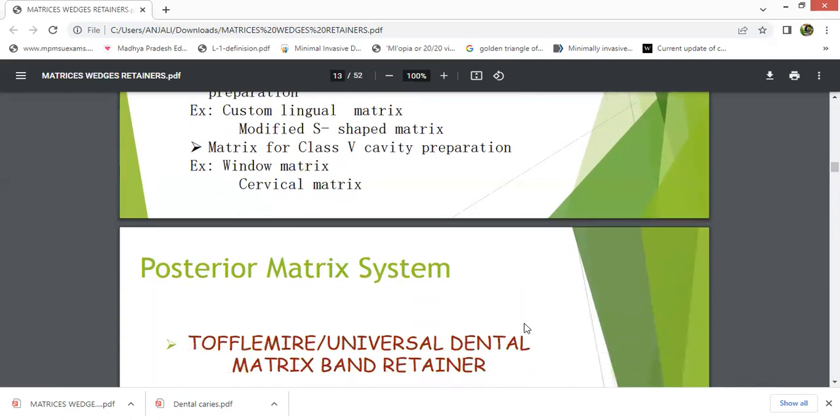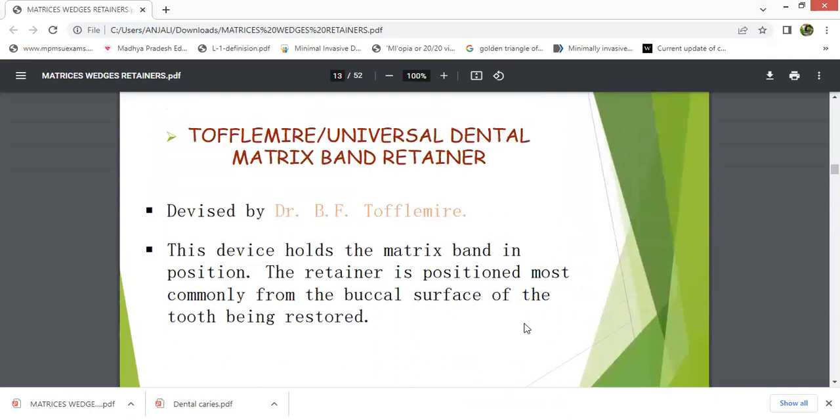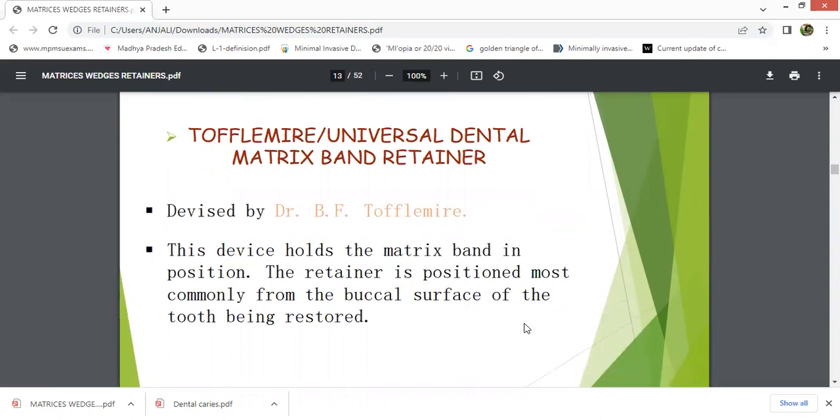So next is posterior matrix system. The Tofflemire Universal Dental Matrix Band Retainer, devised by Dr. B.F. Tofflemire. This device holds the matrix in position. The retainer is positioned most commonly from the buccal surface of the tooth being restored.